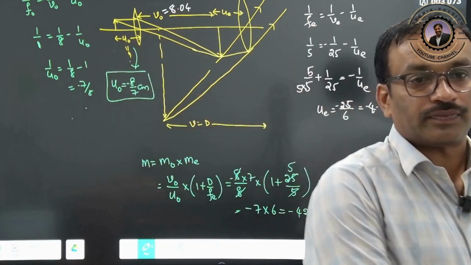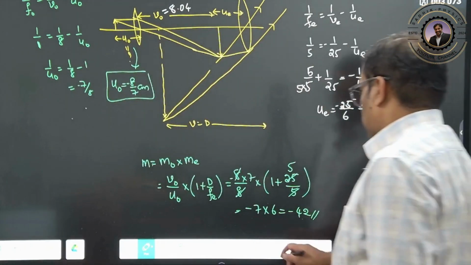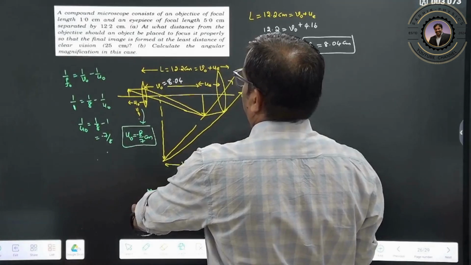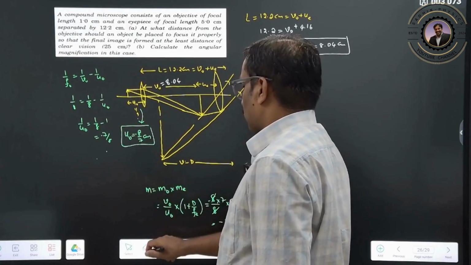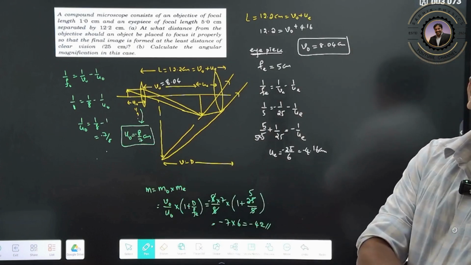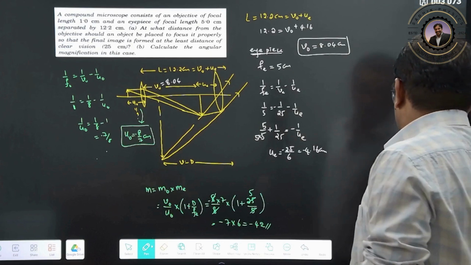Clear? Right? So that's what I told you when you are solving the problems. The best method is solving separately, so then you can get the answer very easily. Clear? Right? So now we'll go for another question.